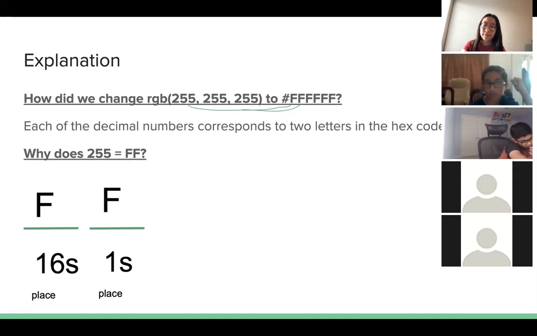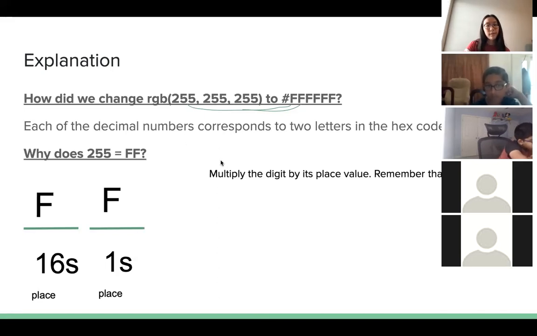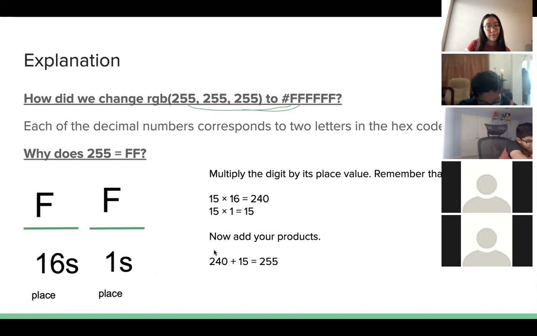What number does F equal? Yeah, 15. Okay, so now we have to multiply each digit by its place value. So like you said in the chat, F equals 15. So we do 15 times 16, which is 240, and then we do the ones place. 15 times 1 is 15. So we add that together to get 255.